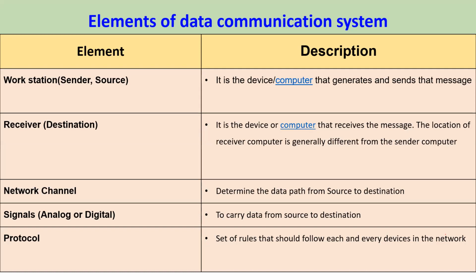Another important function happens in this network channel. What is that? It determines the data path from source to destination. What's the best path available to carry data from one location to another location? From your point of view, only remember that it determines the data path. No need to go into other things, though when determining the data path, we should also consider other factors.